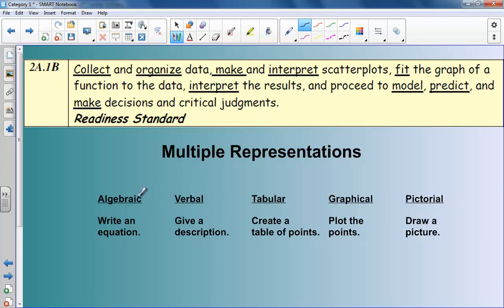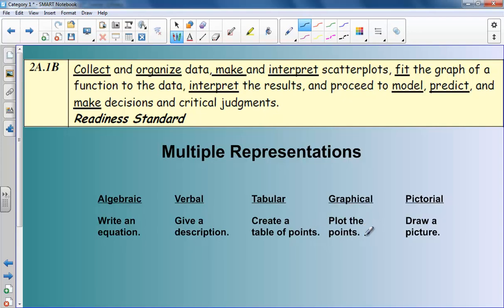You need to be able to represent a problem using an equation. You need to be able to write or understand a description of the problem. You need to be able to create a table of points for it. You need to take those points and plot them and create a graph, and then recognize from the graph what parent function it represents based on the shape. So this is your quick graph right here.